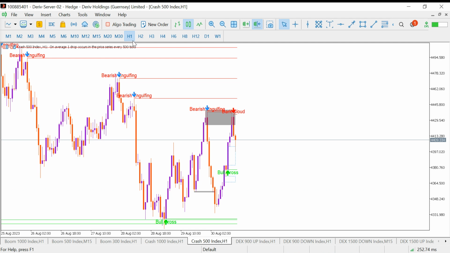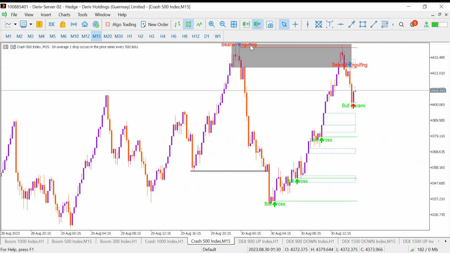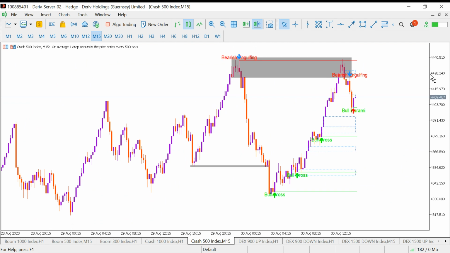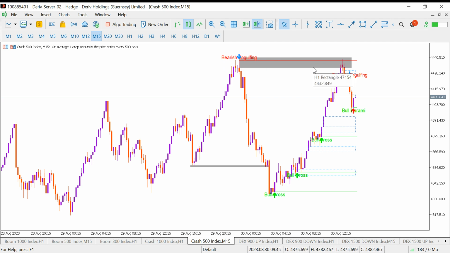So on H1 the bearish engulfing was spotted, and then on M15, what do we have? A bearish engulfing. And this is much more important. On H1, an engulfing needs to be marked, and then on M15, an engulfing pattern needs to be shown. So you refine the M15 order block, and so we have this as the M15 order block.